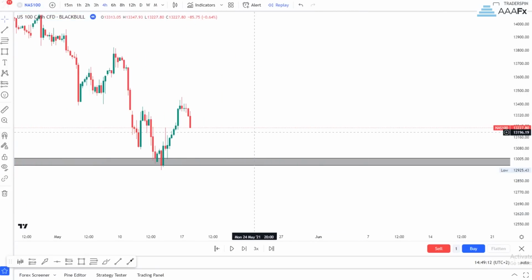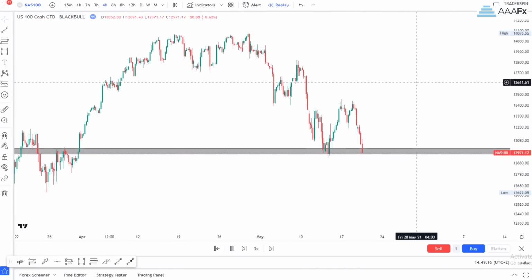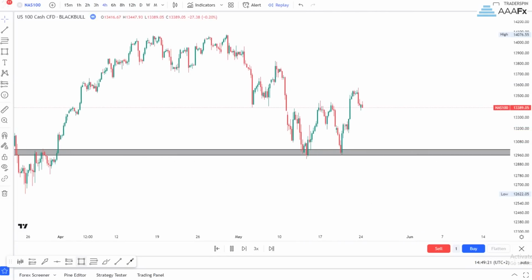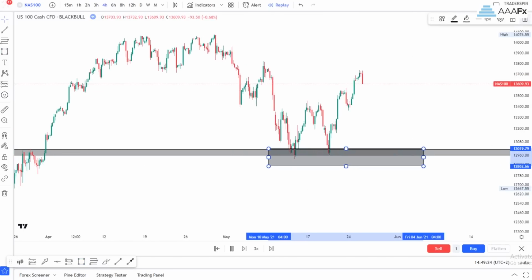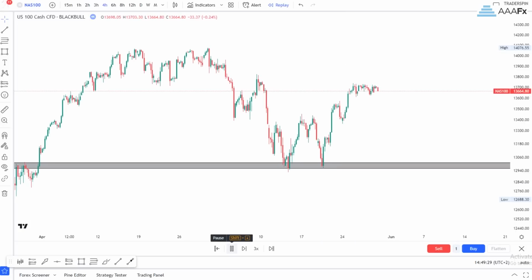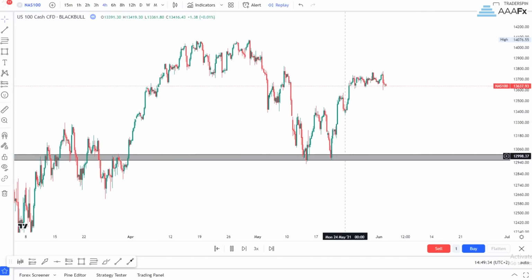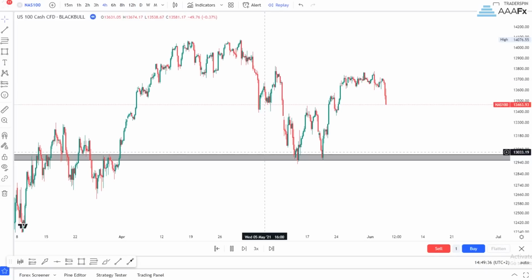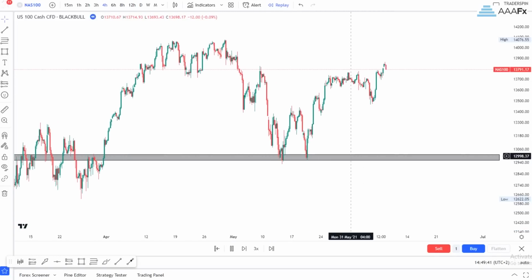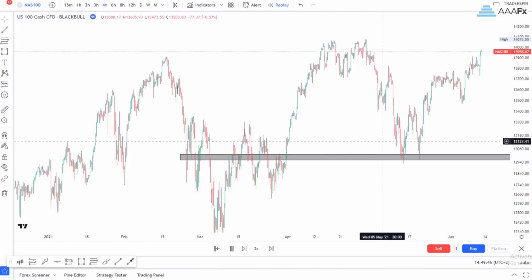And there we go. Price then gave us a double bottom. You can see that we had a double bottom, and then price moved to the upward. This is no coincidence. Please try to understand that this is no coincidence. Price cannot just come at these zones, like there's something here, bro. So these zones are very, very crucial.